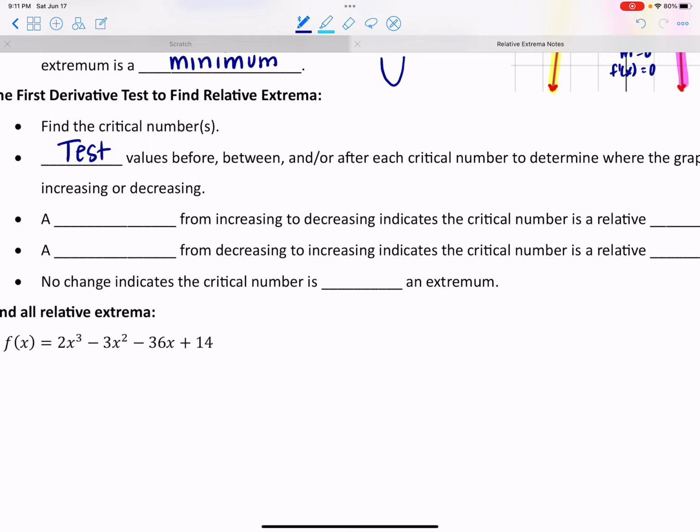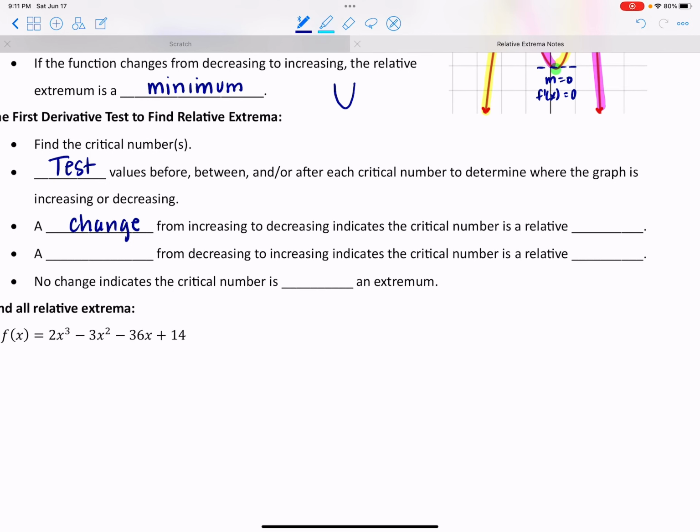And then if we see a change, again, from increasing to decreasing, it indicates that that critical number is going to be a relative maximum. And if we see a change from decreasing to increasing, it means that that critical number is going to be a relative minimum. And if we don't see a change, and actually I think in our previous topic we had some examples where we had a critical number but we were decreasing before and after, so there's no change, which can definitely happen. We may have a discontinuity or an inflection point instead. So if there's no change, then it indicates our critical number is not an extremum.